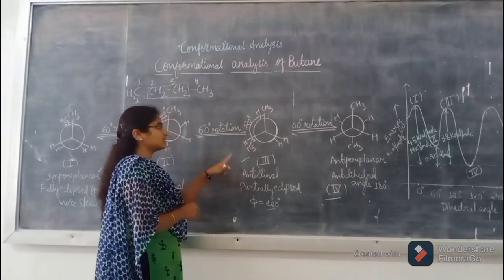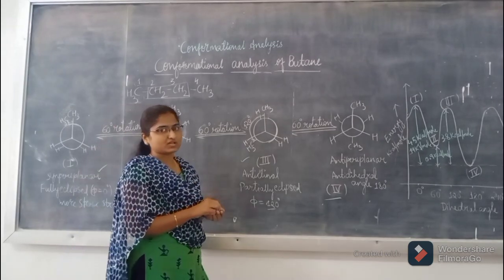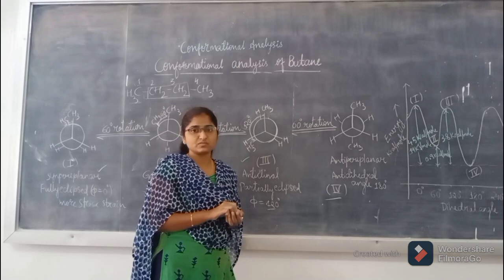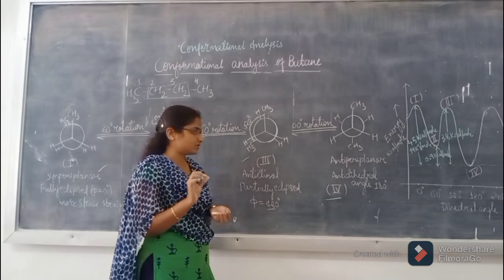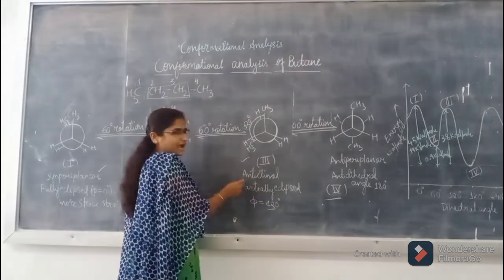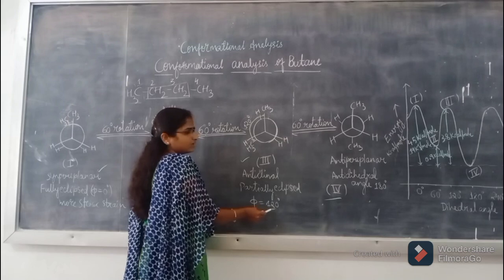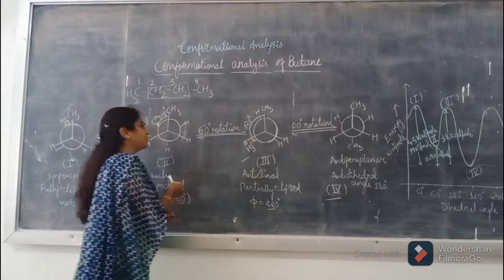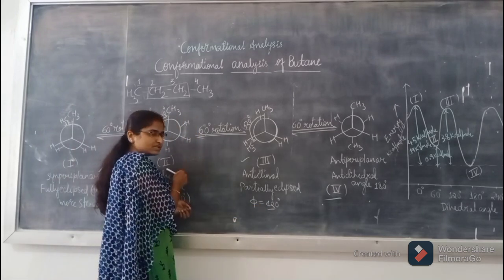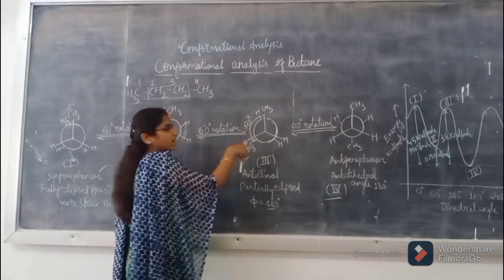Why? Because the dihedral angle is not 0 here. You do not have a fully eclipsed conformation. Fully eclipsed conformation means the dihedral angle will be 0 degrees. So this is called a partially eclipsed or anticlinal conformation. Here the dihedral angle will be 120 degrees. Compared to the second conformation, this will be more stable, because the two methyl groups are far away from each other.